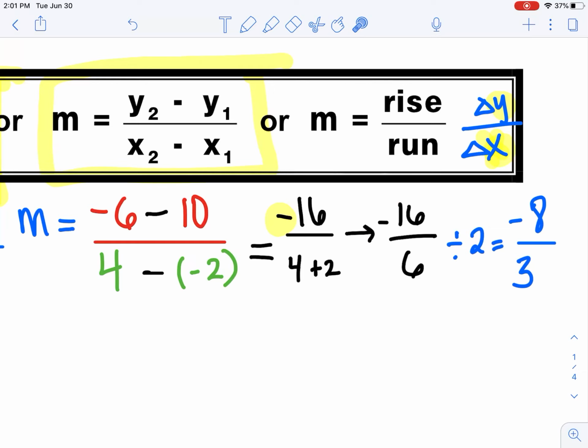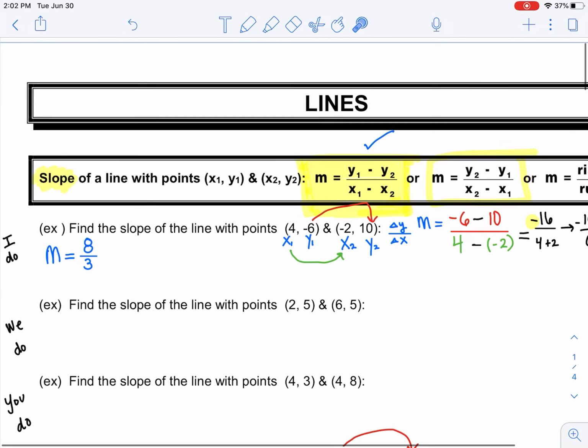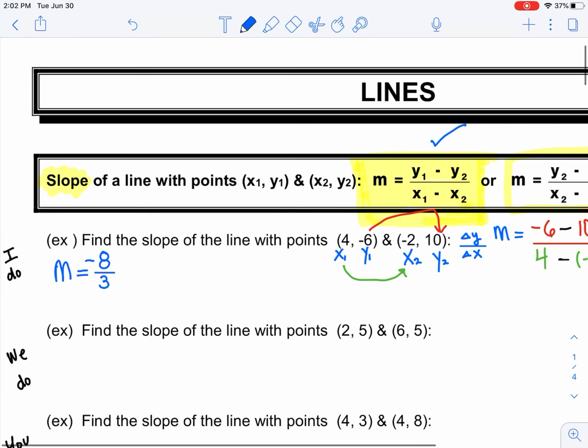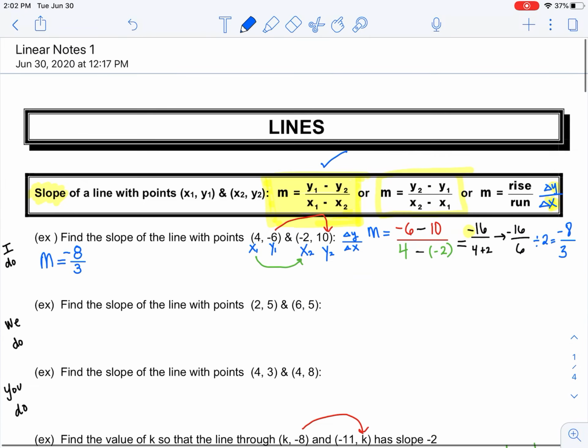Now you could simplify your slope, divide it by 2. -16 divided by 2 is a -8, and 6 divided by 2 is 3. So your slope is a -8/3. So what I need to do is go and add a negative. Okay? All right, so I did that one. Let's go ahead and do this next one together.